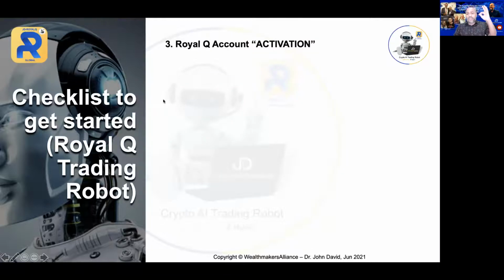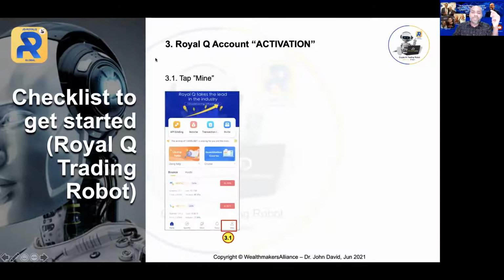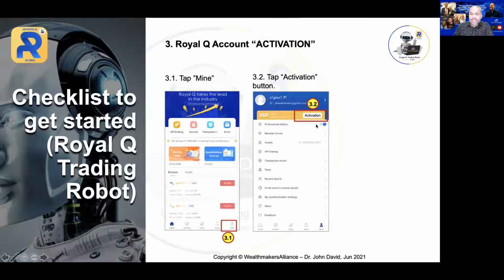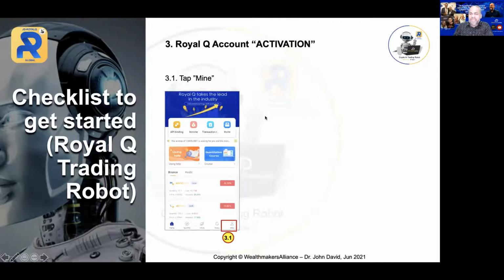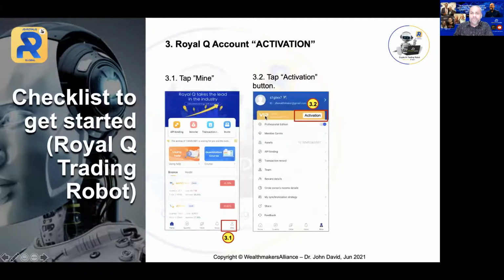Now, the third process. The first process is sign up. We have done that. The second process is deposit. We have done that. Now, once you have deposited, the third step is to activate your account. How to activate the account? Simple. First thing, same thing. You go to Mine and click Mine. And thereafter, you will see, at the top there, Activation in the yellow banner where the VIP word is. So what you need to do, click the Activation.